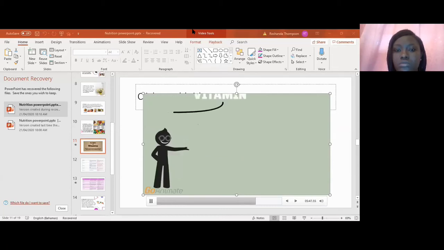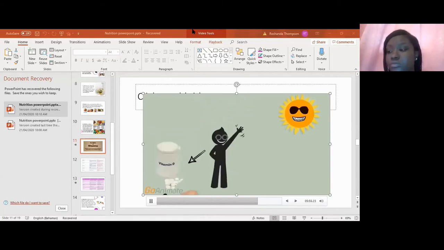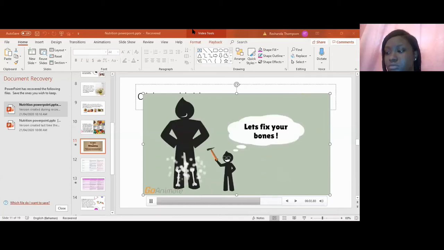Vitamin D is also known as the sunshine vitamin because it's produced in your skin in response to sunlight. You can also get vitamin D from supplements, and a very small amount comes from some foods like salmon. Vitamin D works to promote bone growth and bone strength.